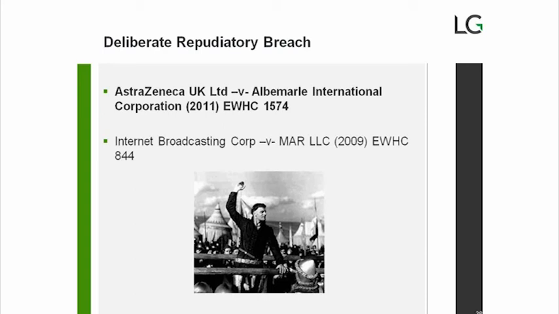This was illustrated in the case in 2009 of Internet Broadcasting Corporation, known as NetTV, and MAR, which concerned an agreement which, under its terms, couldn't be terminated for 3 years, other than for an unremedied material breach. Despite this, and for reasons which were not clear in court, MAR gave notice purporting to terminate the agreement with immediate effect and stop performing its obligations under the contract. This amounted to what's called a deliberate repudiation of the contract by MAR.